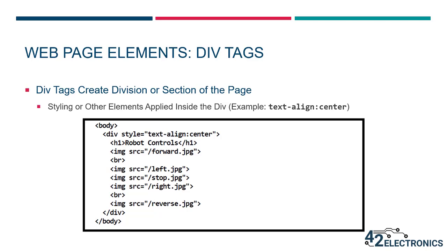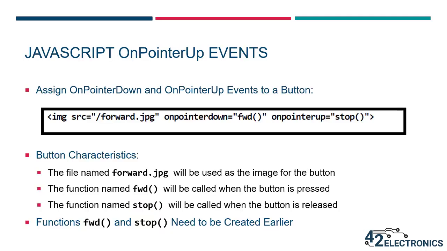Without the break tags being used to create new lines, all of the button images would be centered below the heading on the same line. Next, let's look at the other type of web page element we'll be using, JavaScript on-pointer-up events.